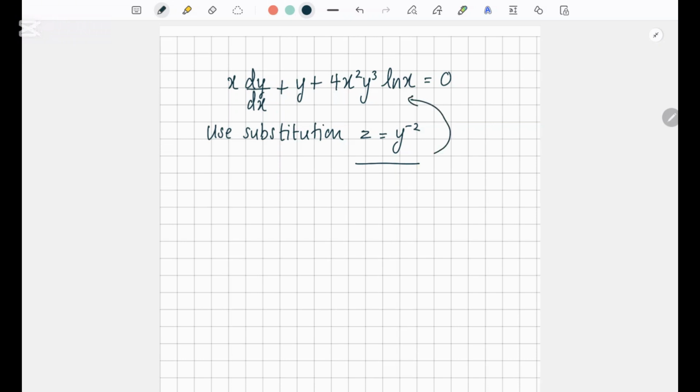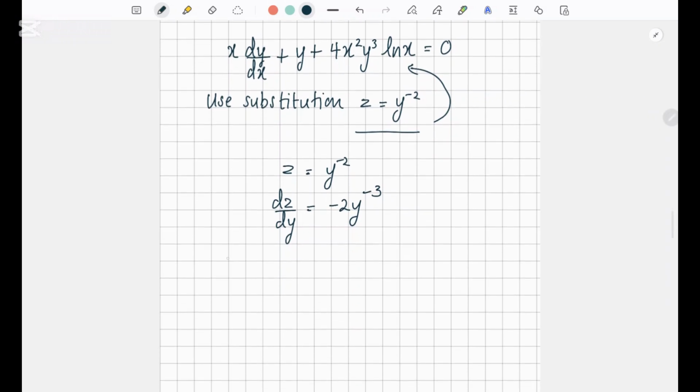So what I'm going to do first is, now we have dy over dx in the question, right? So we'll have to come up with a differential equation in terms of dz over dx to make it simpler for us. So let's find dz over dy. Let's differentiate this. z equals y to the power minus 2, right? So dz over dy equals minus 2 y to the power minus 3. That's the differentiation, right?